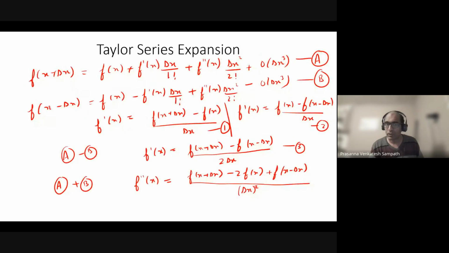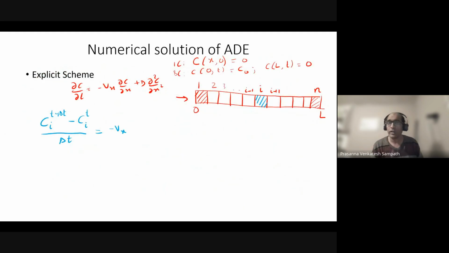Let me just go back one slide. Take a look at what you've written here. So how do I write this dou c by dou x? Anybody would like to say?